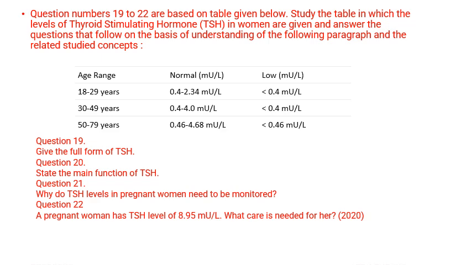Study the table in which the level of thyroid stimulating hormone in women are given and answer the questions that follow on the basis of understanding of the following paragraph and the related studies concepts. Okay, they are given in a tabular column here. You can see here age range they have given, normal value of that they are given, and low value they have given.